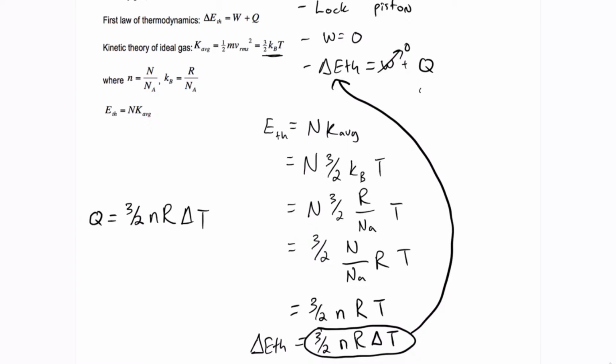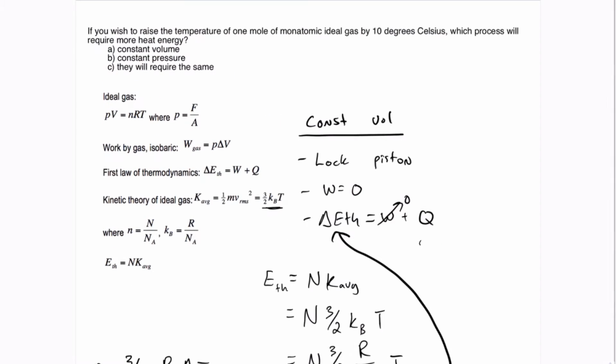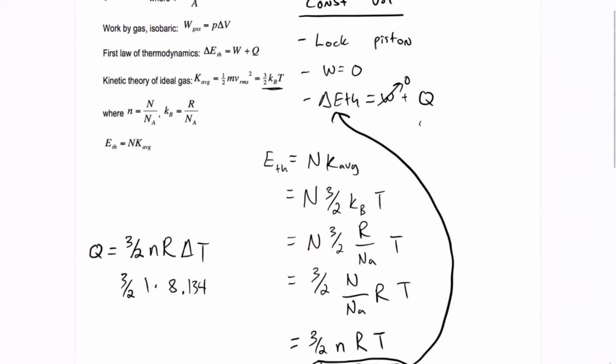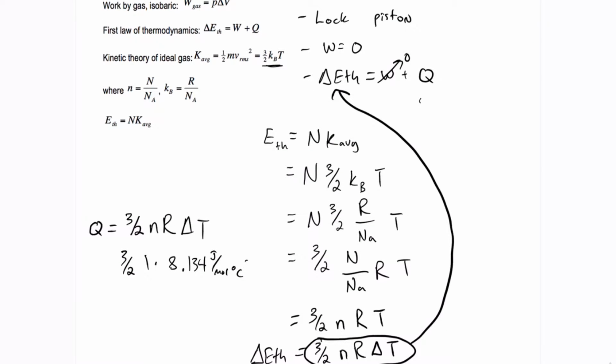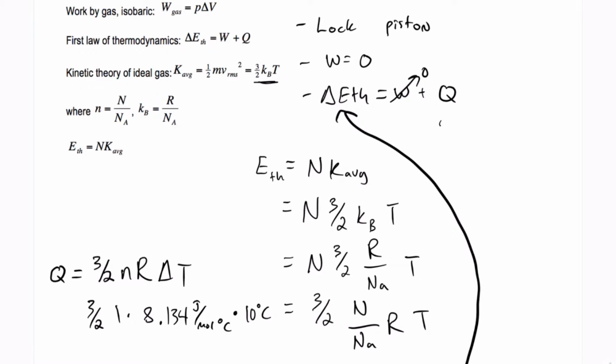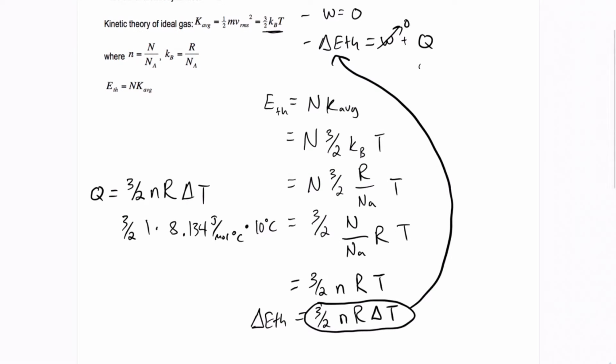If we start to plug in what we need, it's 1 mole, and the gas constant should be 8.314 or so joules per mole per degree Celsius or Kelvin. In this case, we're raising it by 10 degrees Celsius for our delta T. And that's going to come out to be something like 125 joules. You can check that if you'd like.